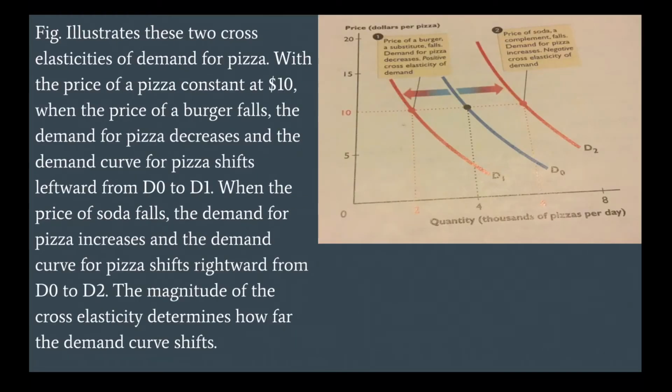So the figure illustrates these two cross-elasticities of demand for pizza with the price of pizza constant at $10. When the price of a burger falls, the demand for pizza decreases and the demand curve for pizza shifts leftwards from D0 to D1. When the price of soda falls, the demand for pizza increases and the demand curve for pizza shifts rightward from D0 to D2. The magnitude of the cross-elasticity determines how far the demand curve shifts.